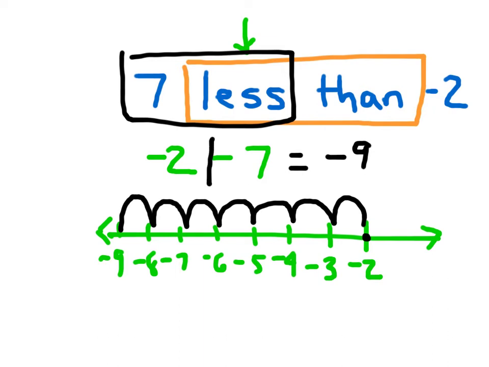It does make sense to me when I look at this number sentence. If I started at -2, I'm going even further negative. And that's why this number here, that 9, with that negative sign, is a number that is even more negative than -2.